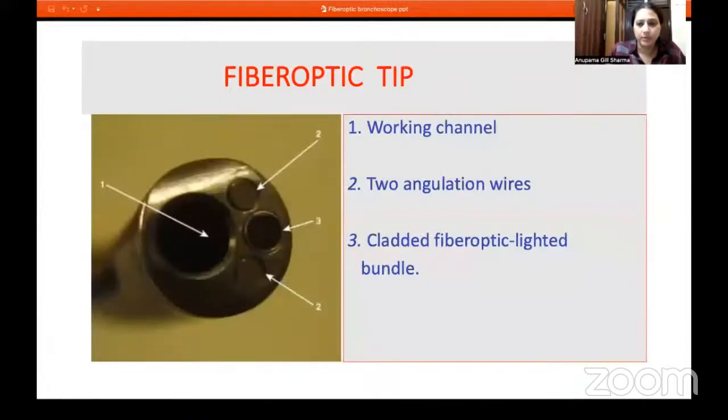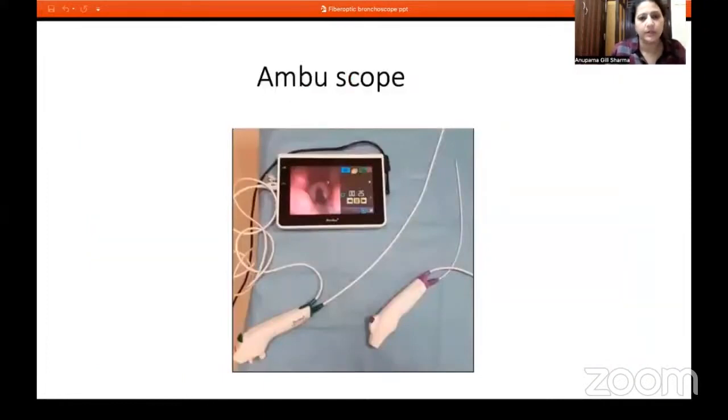The tip of the fiber optic scope typically has a working channel. This is the working channel through which drugs, oxygen, suction can be done. These two are the ports which contain the angulation wires which can control the movement of the tip of the fiber optic, up and down. These are two movements possible, up and down. And here is the channel which has the cladded fiber optic light bundle. So there's one bundle for transmission and there's a bundle for light illumination also.